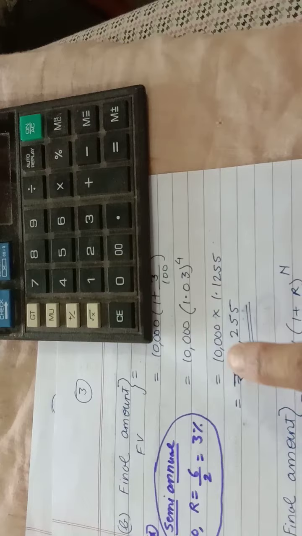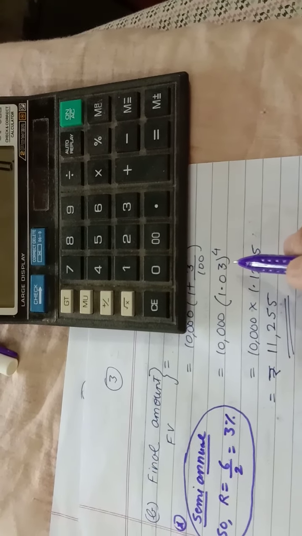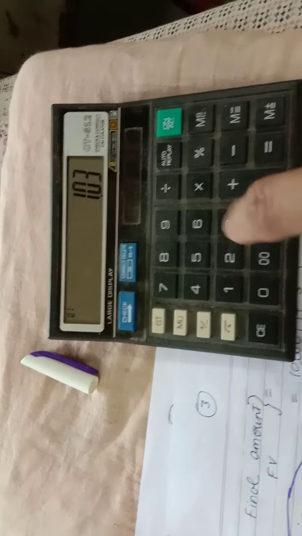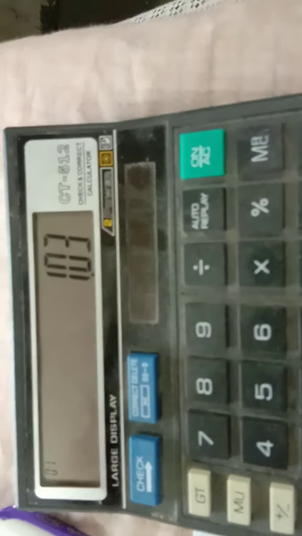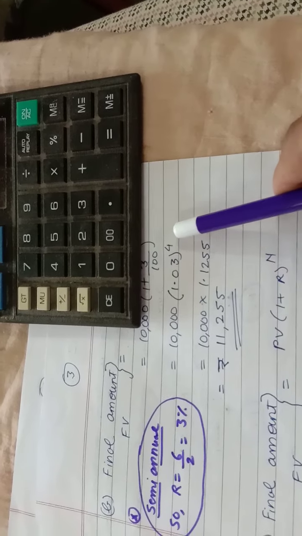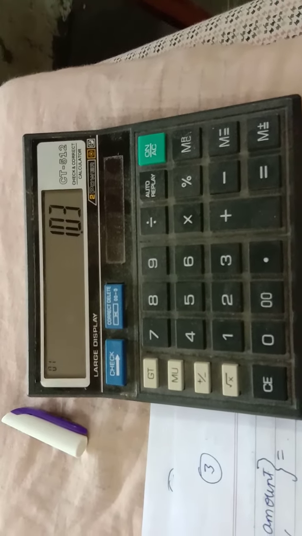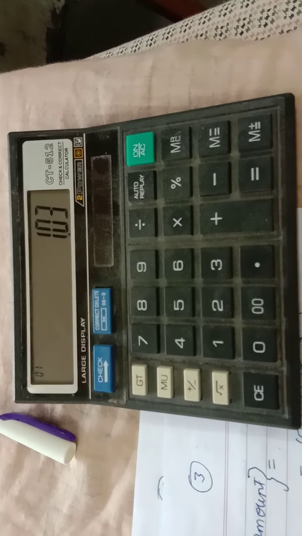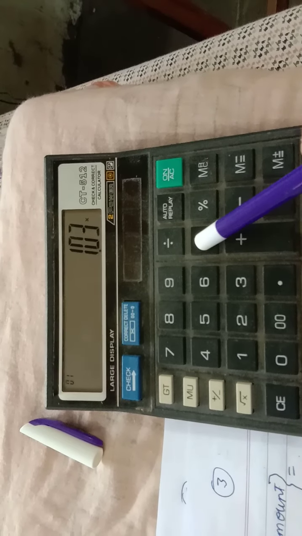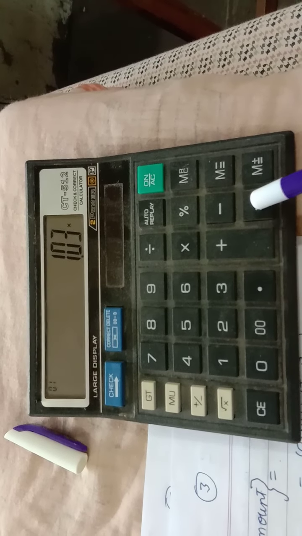Now see, don't start with this 10,000. Start with 1.03. So I'll type here 1.03. Is it very clear? See, can you see 1.03? Next, what you are going to do is 1.03 raised to 4. So you have to multiply this not by 4. You have to multiply the same number 4 times. So what you are going to do is press this multiplication sign once. Okay. Then press equal to sign.